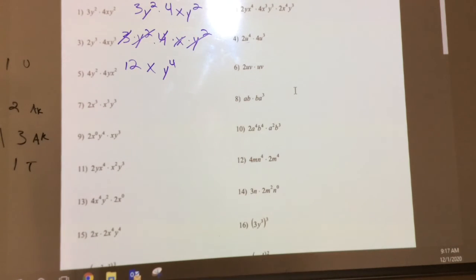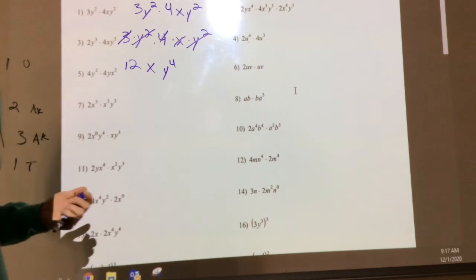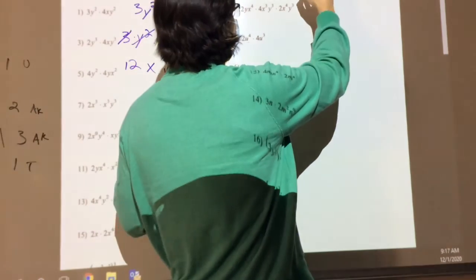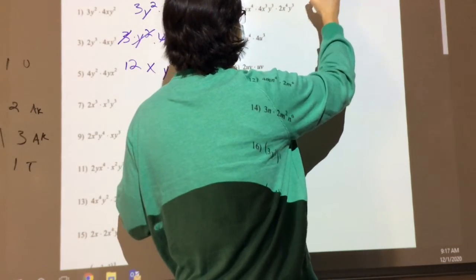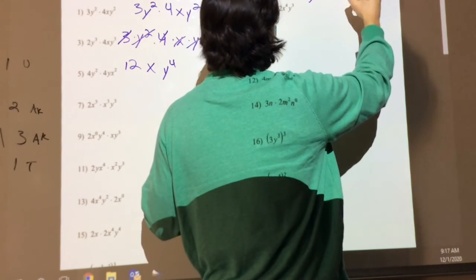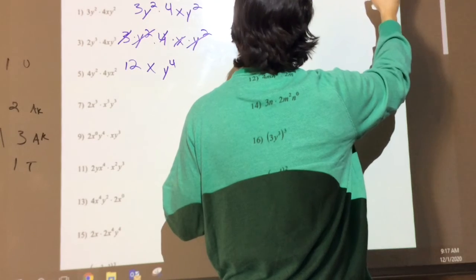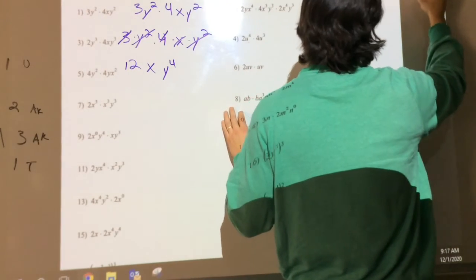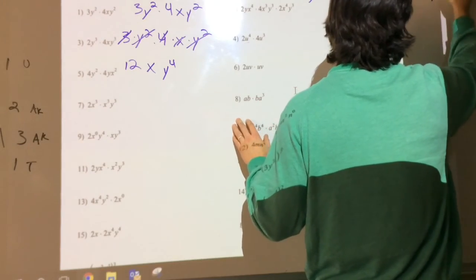All right, let's jump over to number 2. Number 2 looks a little crazy. Number 2 looks a little more wild. Step 1 is I'm going to break it all down. 2 times y times x to the 4th times 4 times x to the 3rd times y to the 3rd times 2 times x to the 4th times y to the 3rd.